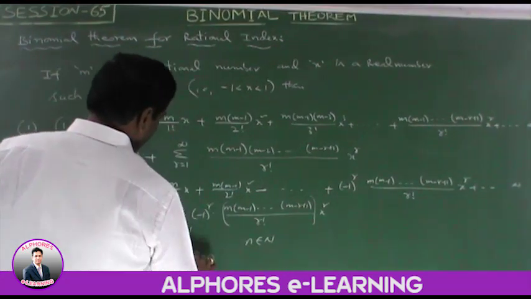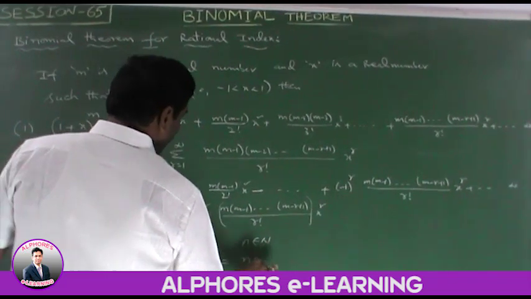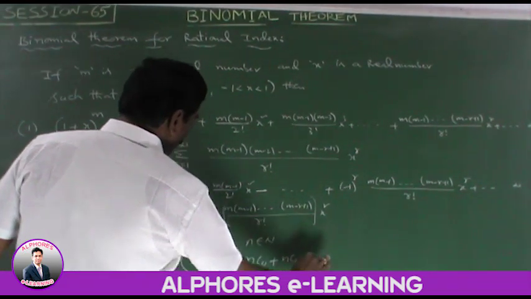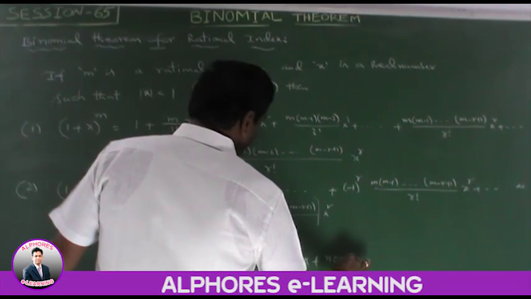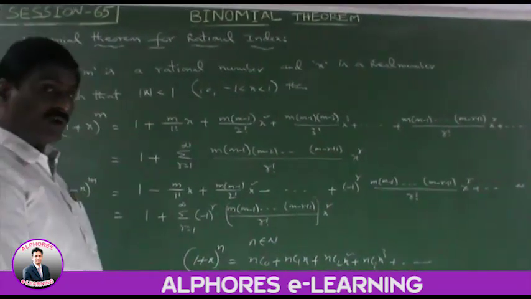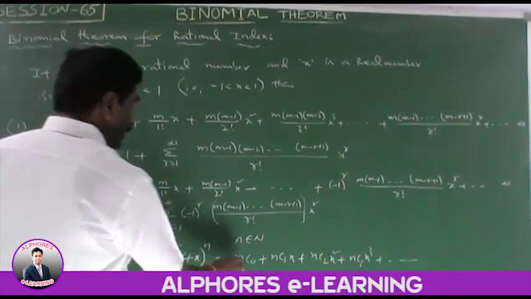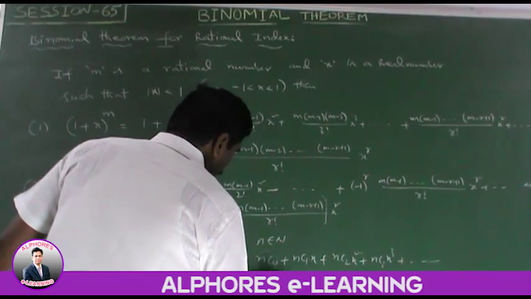What is the binomial theorem? (1 + x)^n is equal to nC0 + nC1 x + nC2 x² + nC3 x³ + and so on up to nCn x^n. Please expand the values of nC0. What is the value of nC0?